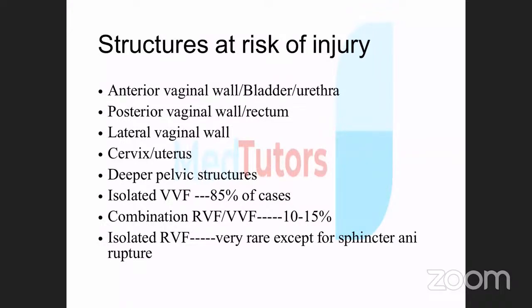In 85% of vesicovaginal fistula, women present with isolated VVF alone, while in 10 to 15%, they present with both VVF and RVF. Very rarely do you have isolated rectovaginal fistula. And it mainly occurs because of a poorly repaired or unrepaired ruptured anal sphincter during labor.